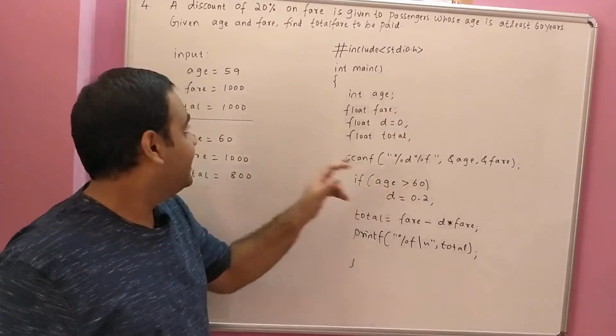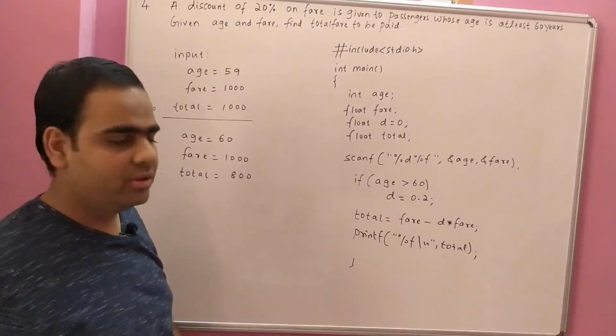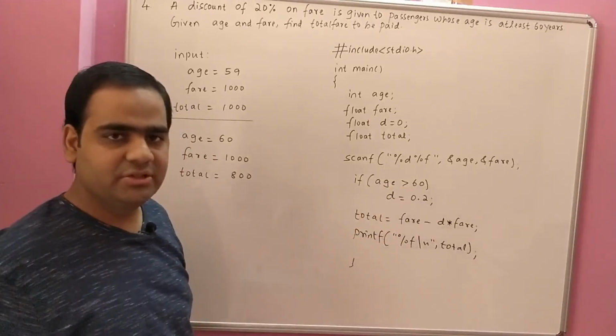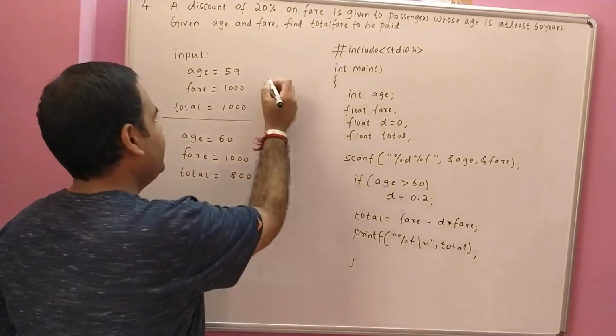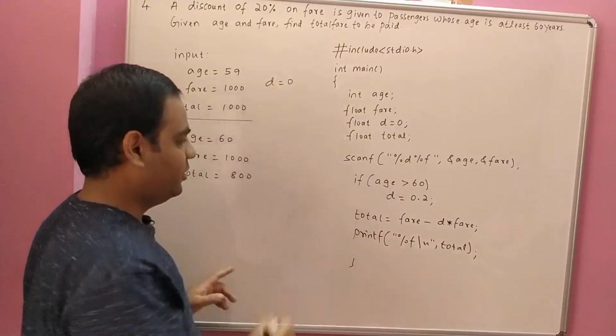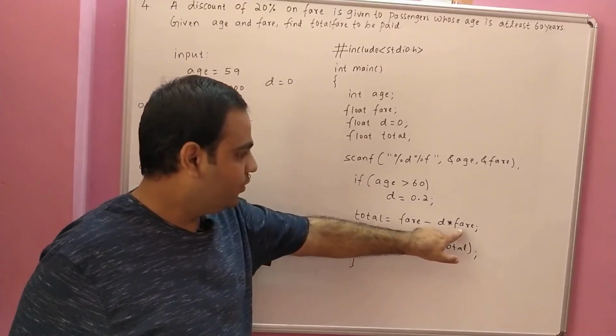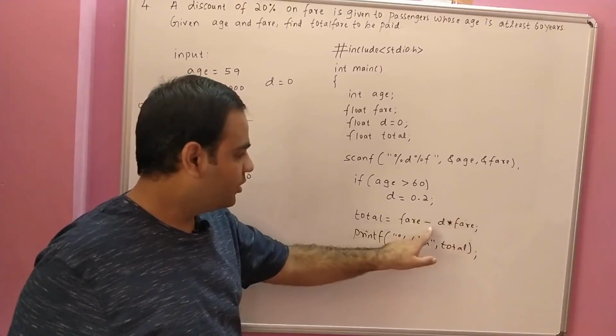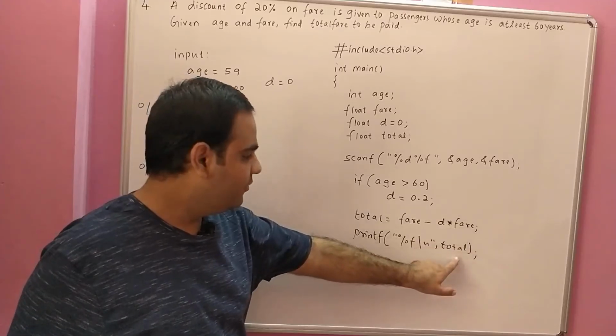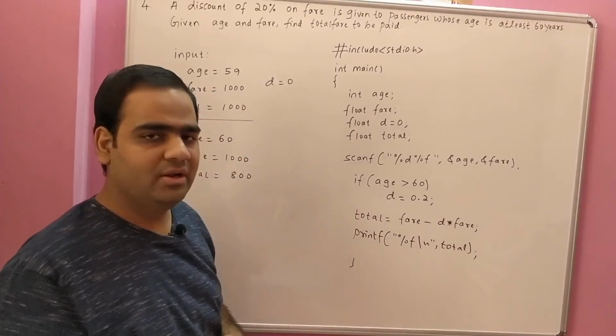Let's say age is 59 and fare is 1000. 59 greater than or equal to 60 is false. Discount D remains 0 in this case. Now 0 into 1000 is 0. 1000 minus 0 is 1000, and we print 1000 as the final amount.